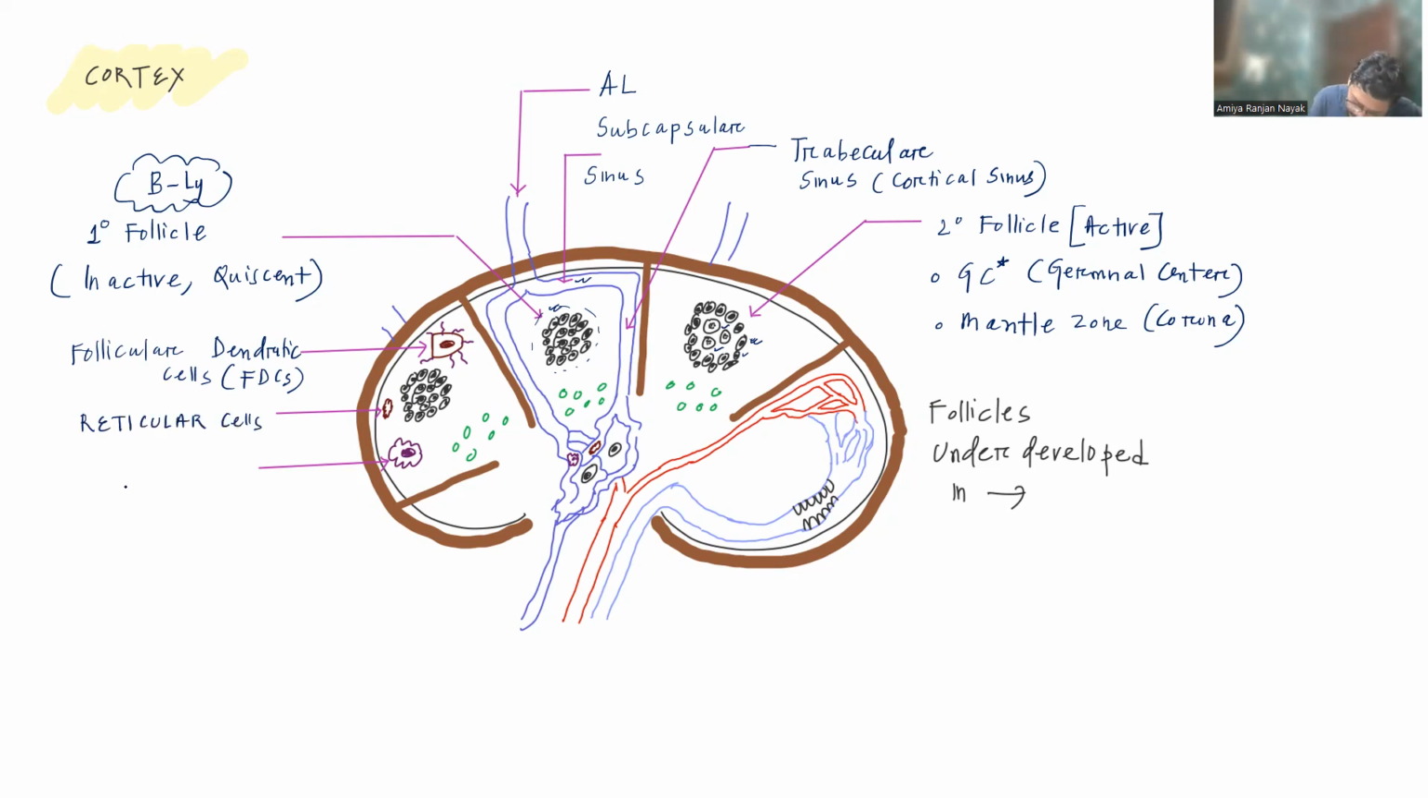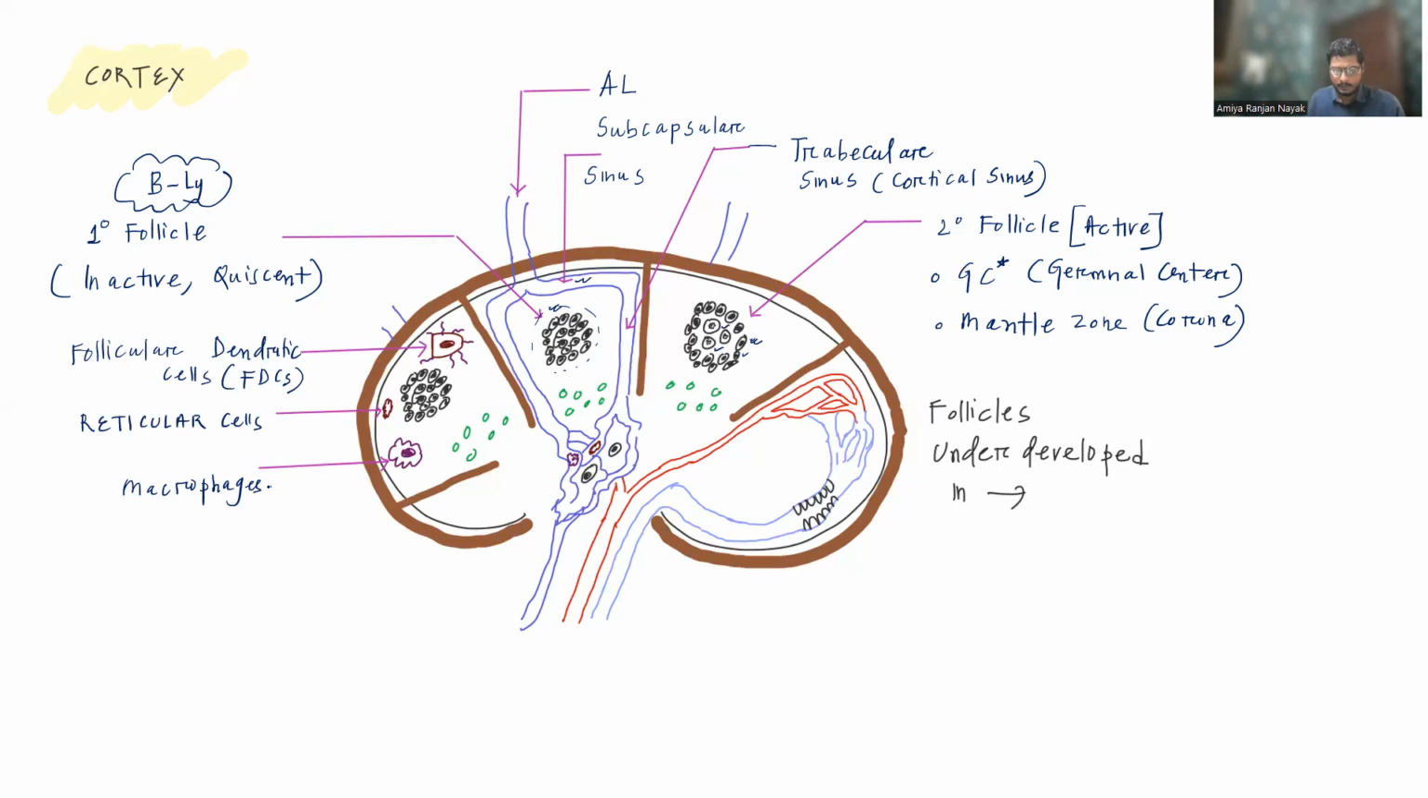And this will also contain macrophages. Okay. So in the cortex, you will find the subcapsular sinus, trabecular sinus. You will find the follicles, primary and secondary follicles. And you will also find some other cells like follicular dendritic cells, reticular cells, and macrophages.